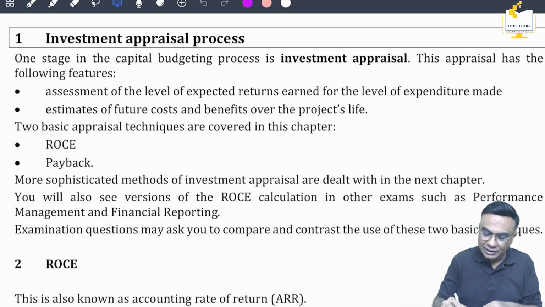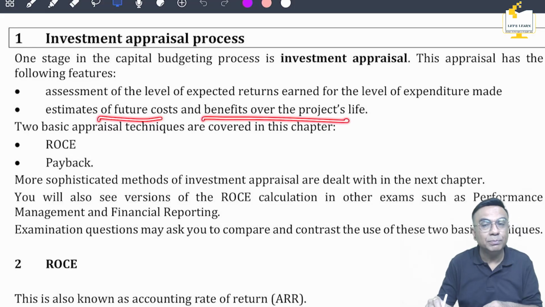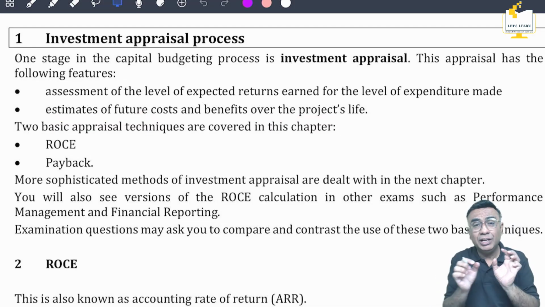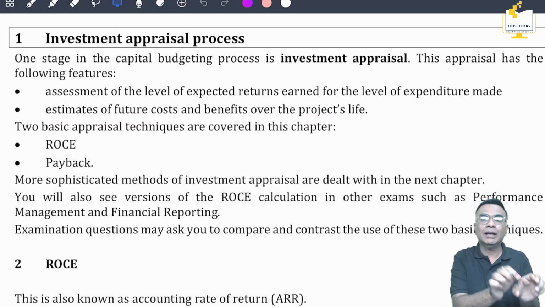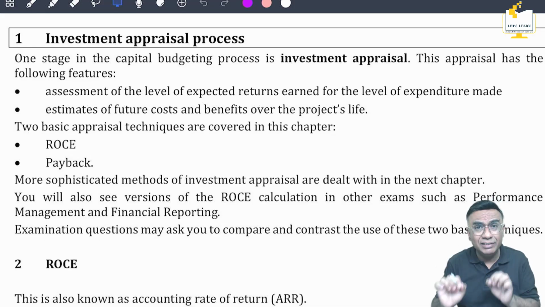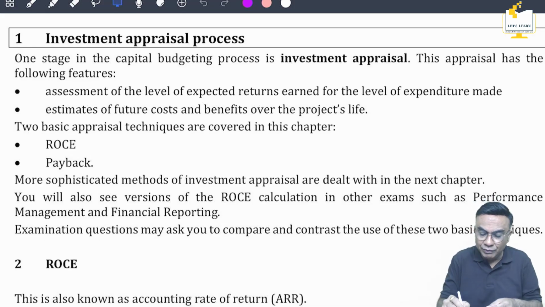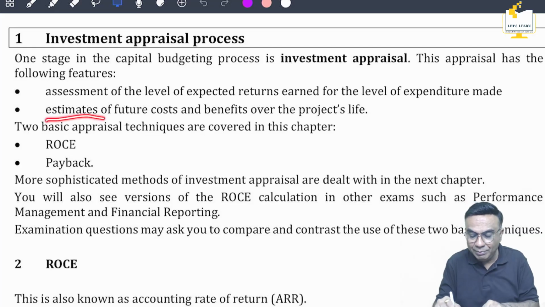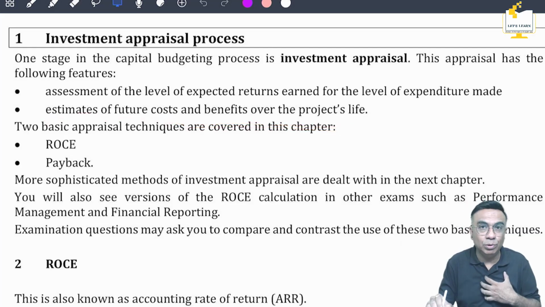Okay. Estimates for future costs and benefits over the project life. We are going to estimate the future, because we are doing capital budgeting of capital expenditure. We have not yet made the investment; we are planning to invest. So we are going to estimate the future costs and benefits over the project life. And this estimation of cash flows, we don't actually have to do practically. It will be given in the questions.